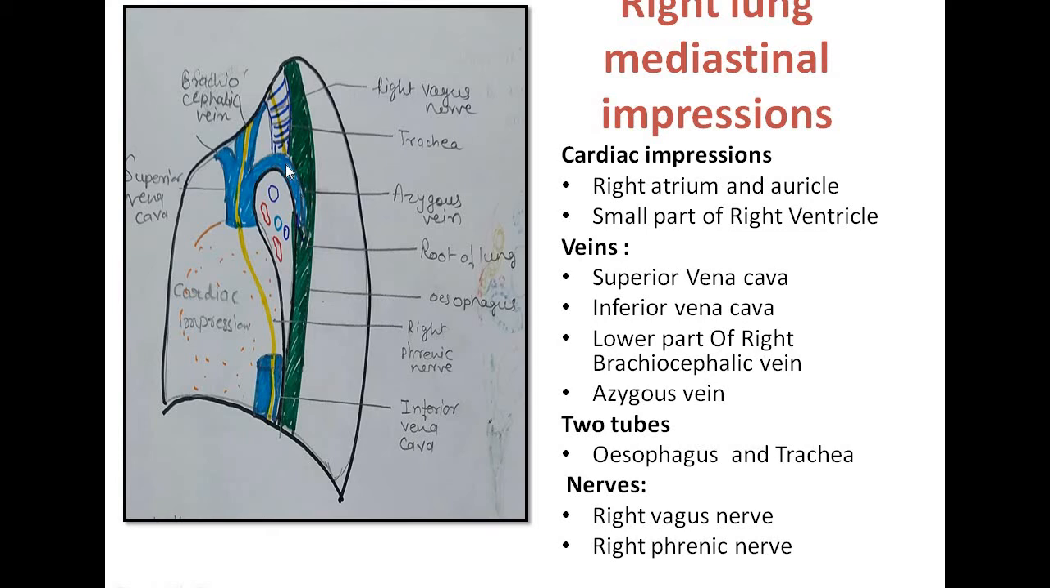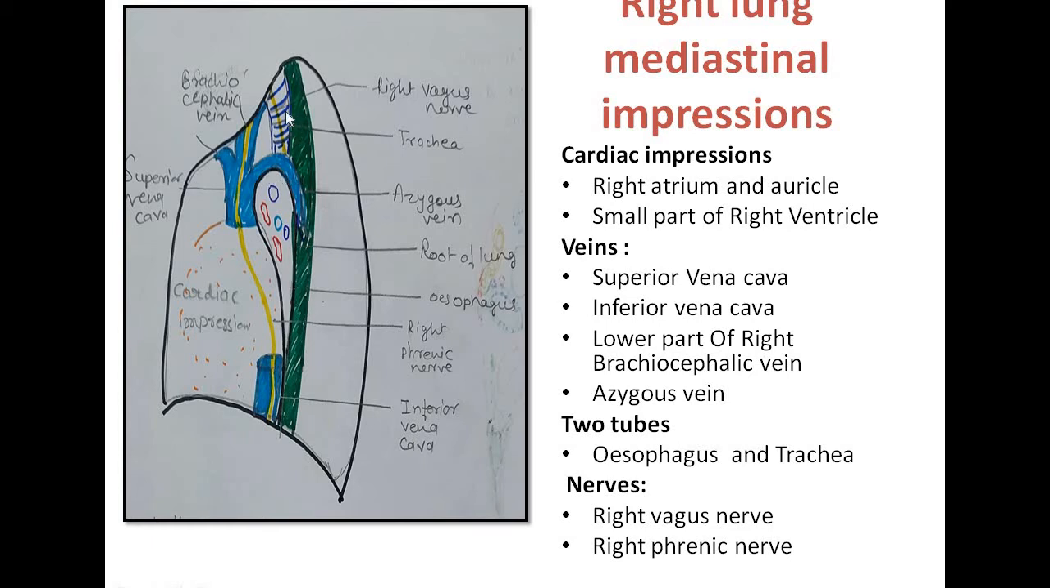Then lower part of right brachiocephalic vein, then one of the tributaries of superior vena cava, it is arching over the root of this right lung here, and it's entering into superior vena cava. So here it's creating impression above the root of the lung. This is the azygos vein.